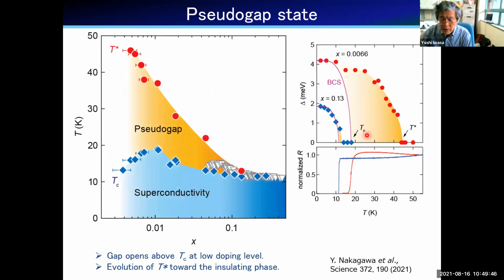So if you summarize the phase diagram, temperature versus carrier density, we are able to draw this phase diagram. At 13%, the gap opening temperature and the superconducting transition temperature are almost the same. But below 1%, around here, the gap opening temperature is much higher than the superconducting transition temperature. So between these, we believe the pseudo-gap phase is formed, in which pairs are formed, but they don't condense into a coherent state, the superconducting state.